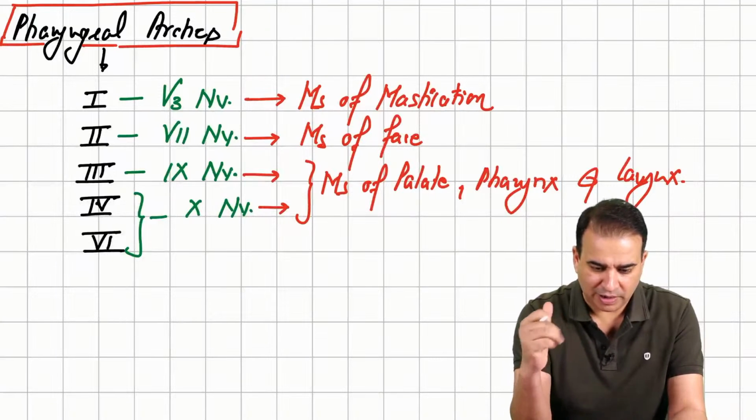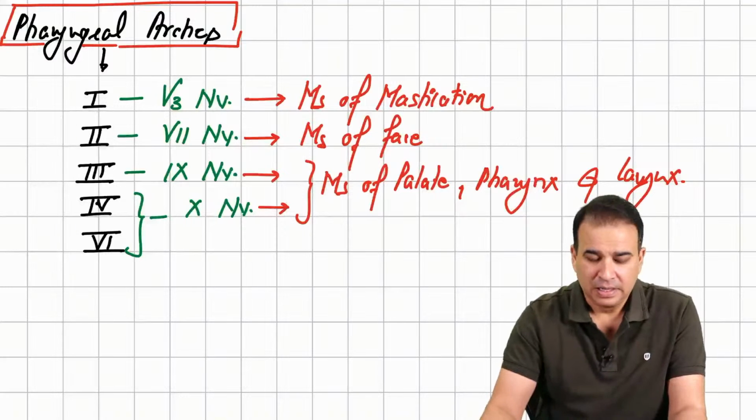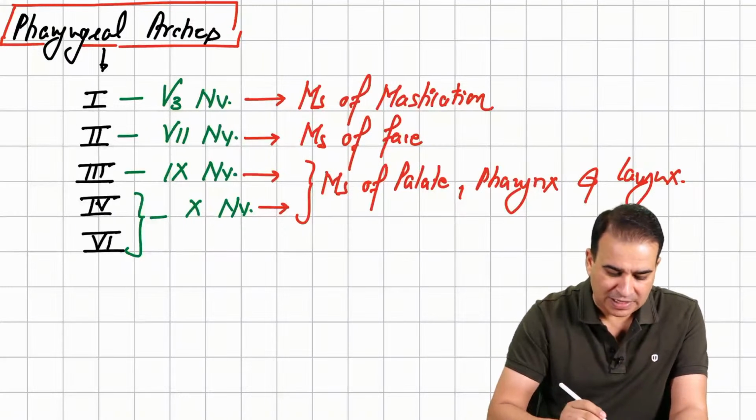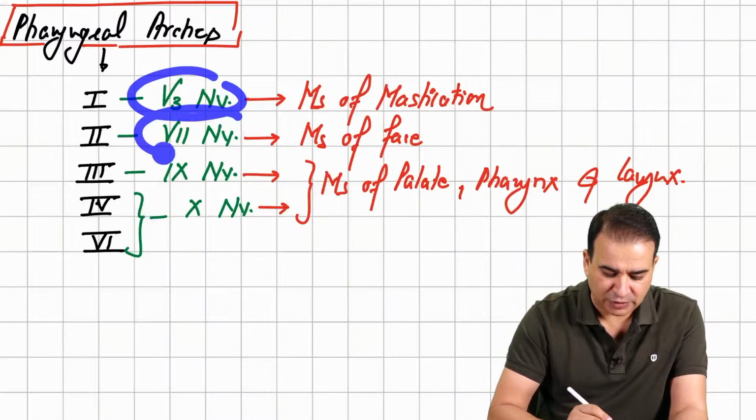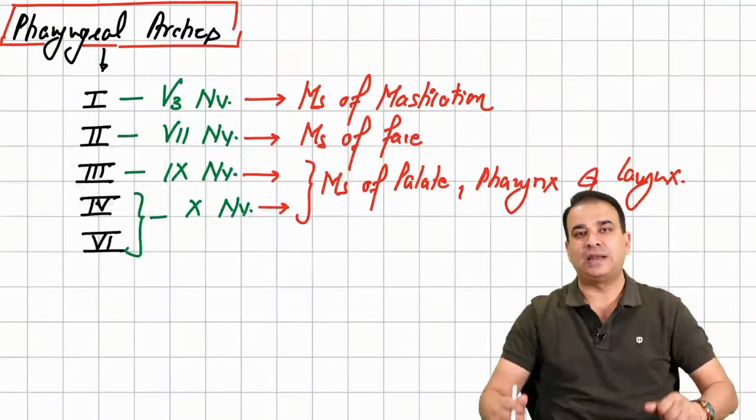I encourage you all to please make your own notes. Don't rely on any written material. If you are in position to make the notes, please go with that. So mandibular nerve, guys, muscles of mastication, facial nerve, muscles of facial expression, and 9th and 10th nerve, they supply the muscles of palate, pharynx, and larynx.